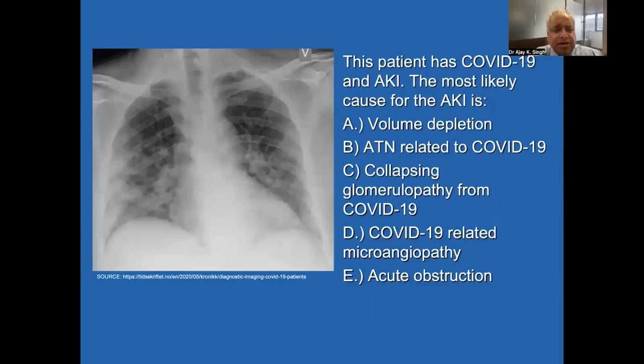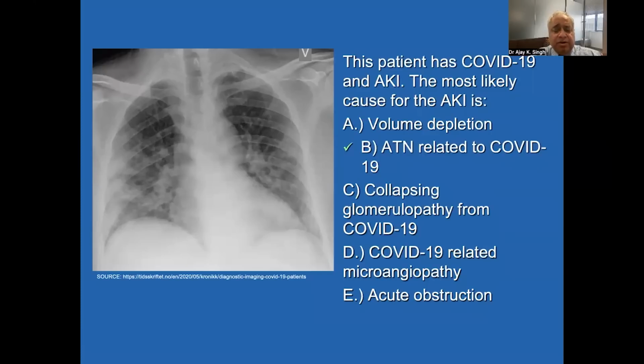And on the left-hand side, you see a representative chest X-ray, and you see that there are opacities in a diffuse manner in both middle and lower lung fields. And so the question is, this patient has COVID-19 and acute kidney injury. The most likely cause for the acute kidney injury is A, volume depletion, B, ATN related to COVID-19, C, collapsing glomerulopathy from COVID-19, D, COVID-19 related microangiopathy, and E, acute obstruction. And the correct answer is ATN related to COVID-19.